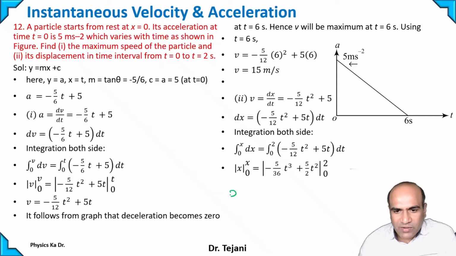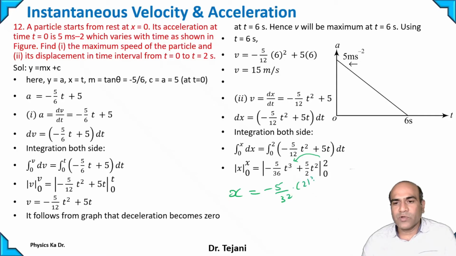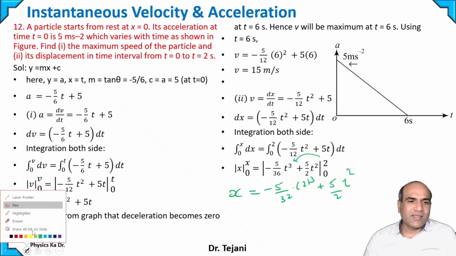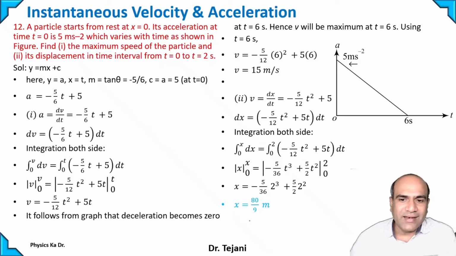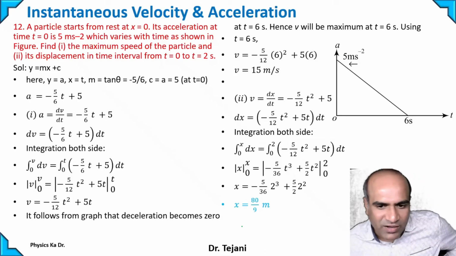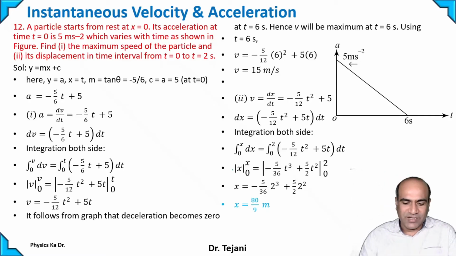So here x is equal to, putting t is equal to 2, minus 5 by 12 times 2 cube divided by 3 plus 5 by 2 times t power 2. So x is equal to 80 by 9 meter.